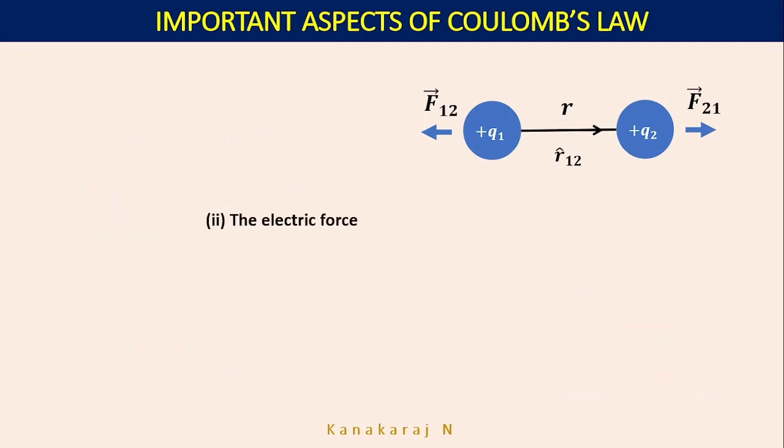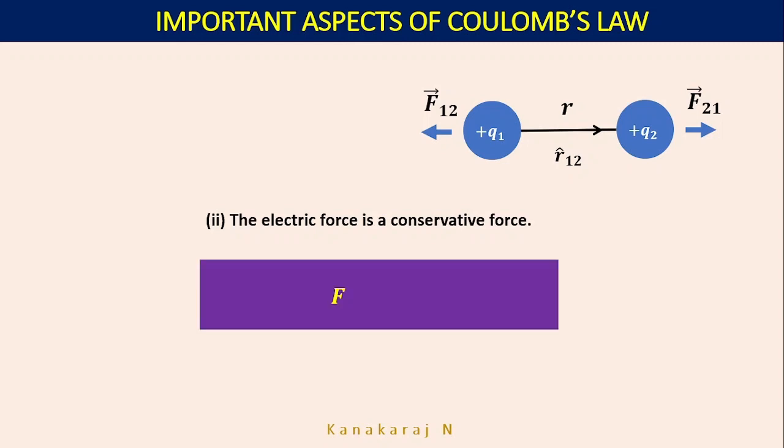Second aspect, the electric force is a conservative force. That means the work done against this conservative force does not depend upon the path followed. So there is a definite relation between the conservative force and the potential energy of the system. So F equals minus d epsilon by dx.